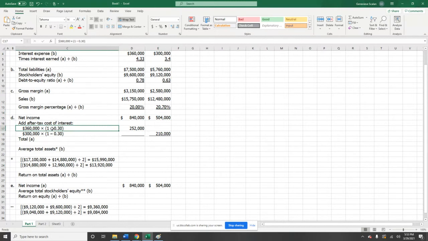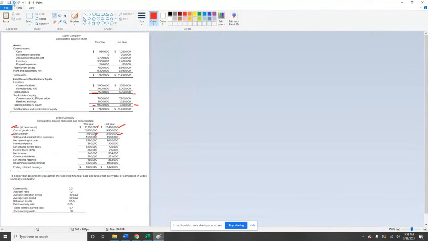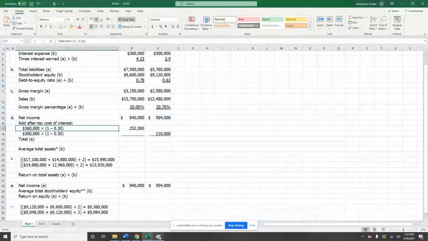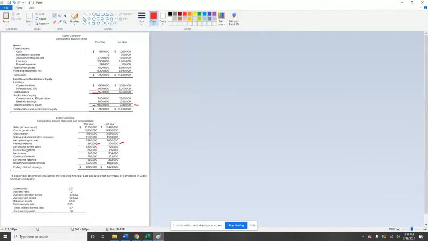Here in this case, we got our interest expense right off the income statement for both years. We already had it, didn't we? It was 360 for current year, 300 for last year. And the tax rate, I think they tell us in the problem somewhere. If you look on the income statement, there it is. Income taxes are 30% for both years.